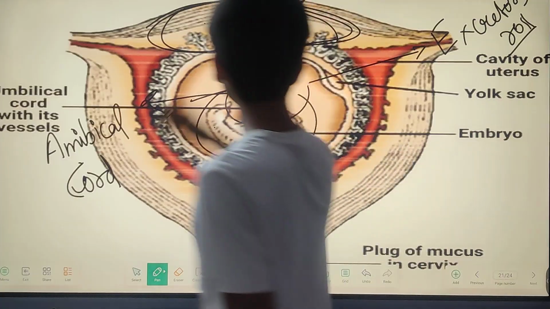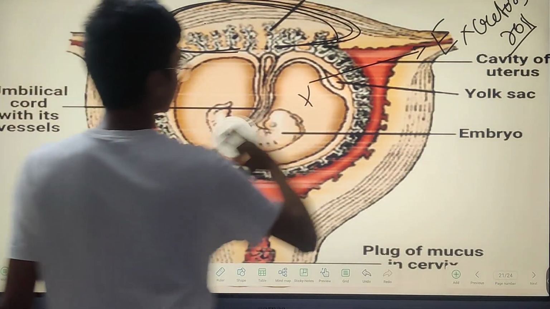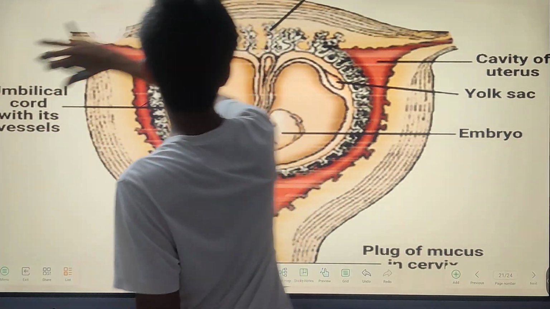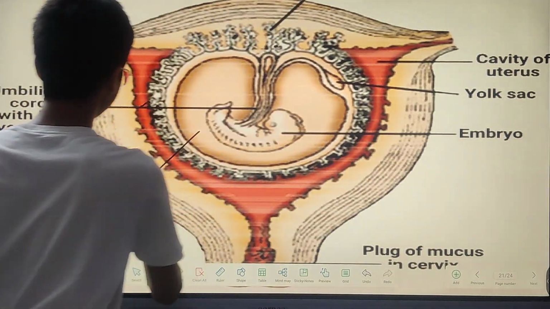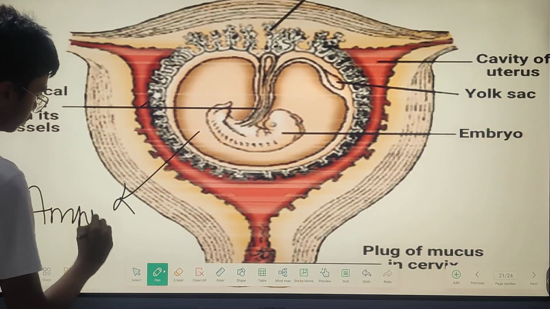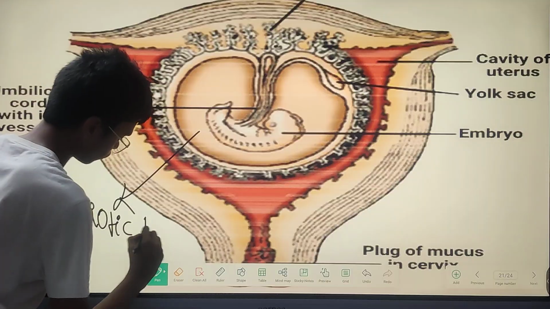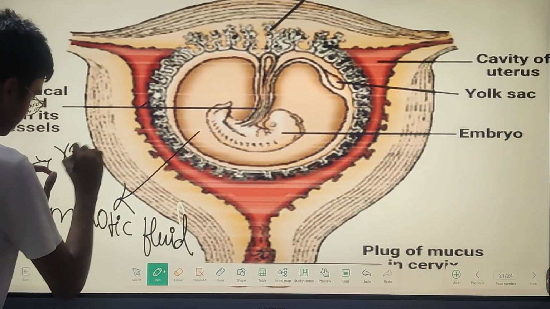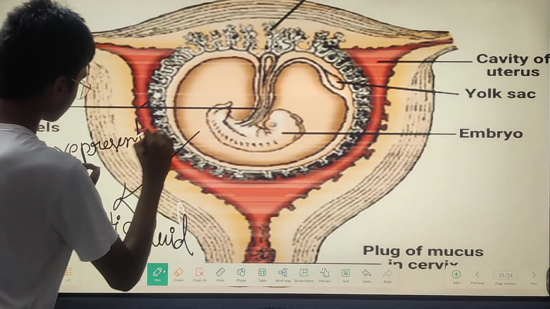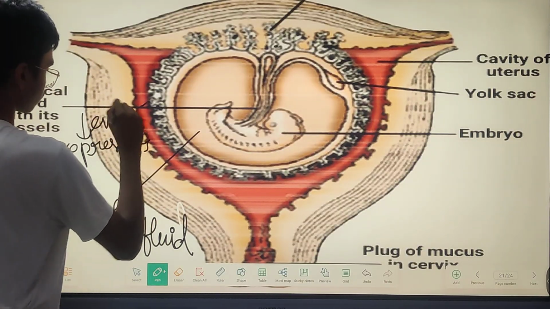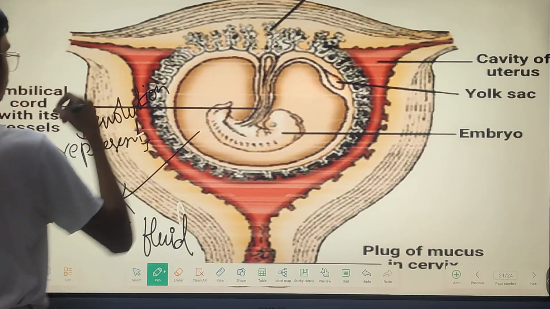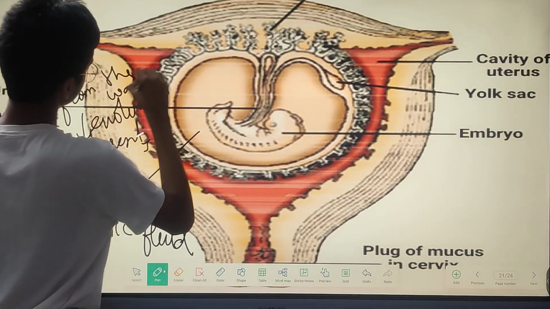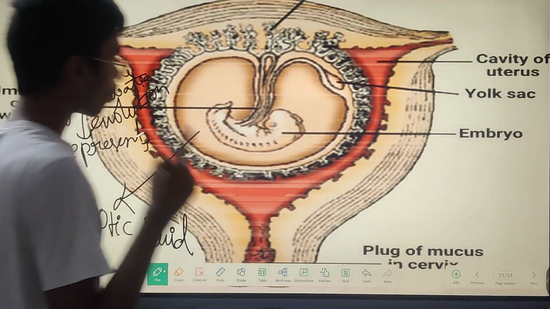And then this baby is immersed in a fluid called amniotic fluid. Actually this fluid represents that evolution is from the water. The evolution is actually from the water.